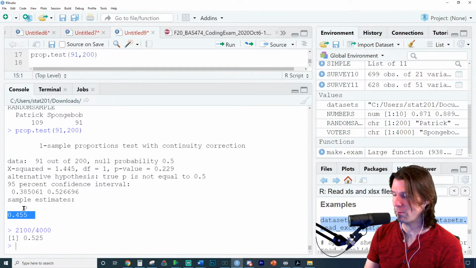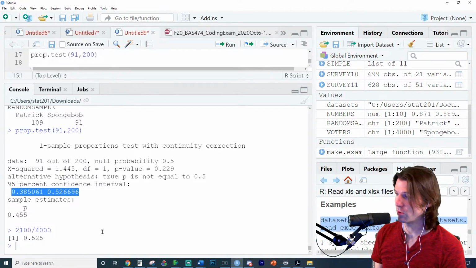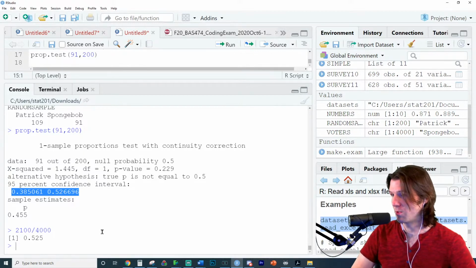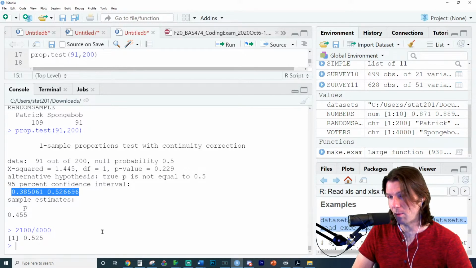Technically, I wish it said P hat right here, but this is from the sample. 45.5% of people voted for SpongeBob in our sample. That's the sample proportion. And the truth is, on election day, 52.5% of people are voting for SpongeBob. And in here, our interval is, I am 95% confident the true proportion of people who vote for SpongeBob is contained in the interval 0.385 to 0.526.